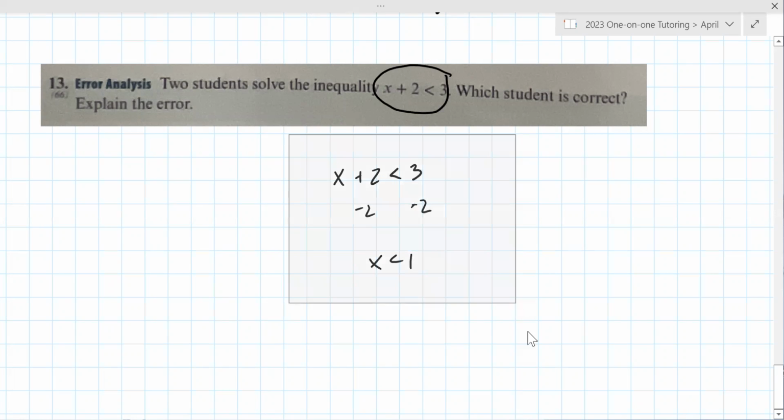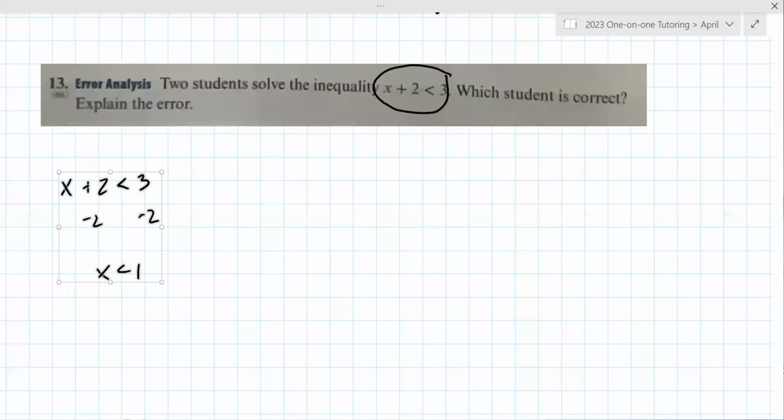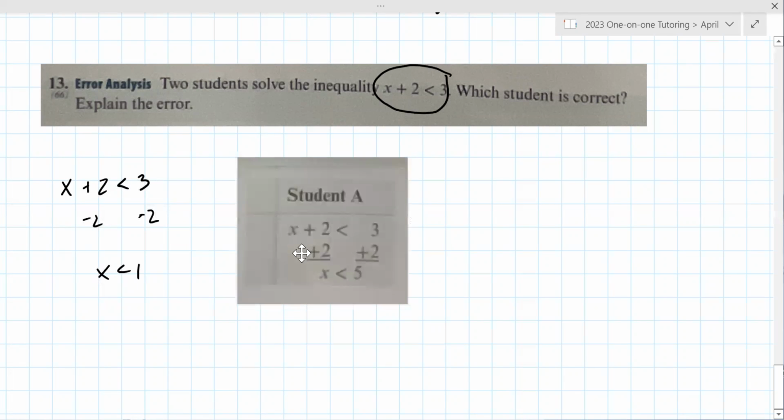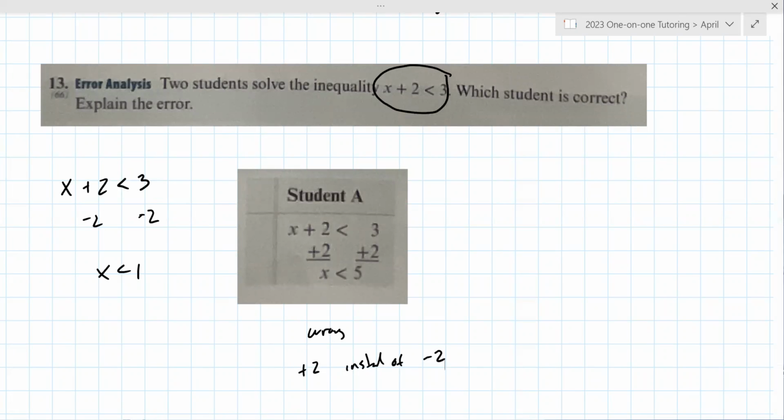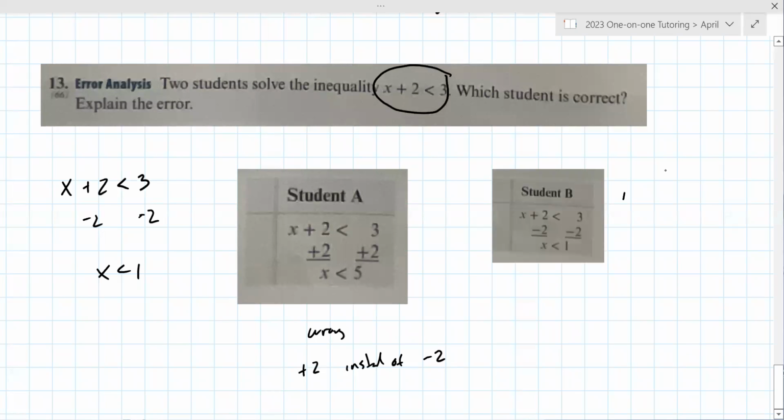So the reason I like doing it correctly is so that when we look at each of them, you can more quickly find the error rather than looking at their work. You can say, okay, does this match what I did? And the answer is no, it did not. What's different about what you did and what they did? Because yours is correct and we know theirs is wrong. They added 2 instead of subtracting. Yes. So in this case, A is wrong. You just said it. They added 2 instead of subtracting 2. And then B is correct.